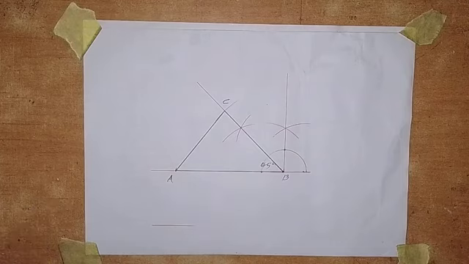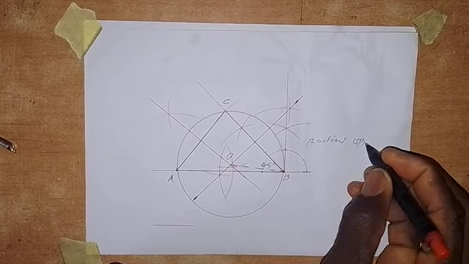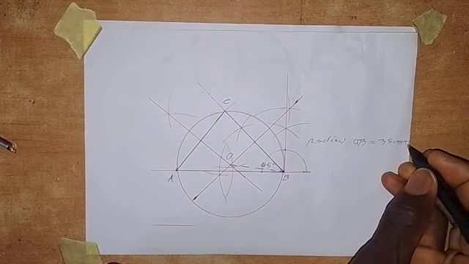So looking at what we have here, this is 35 millimeters long. So the radius is 35 millimeters. This is 1, 2, 3 to this point. So this is 35 millimeters. So I will write radius OB is equal to 35 millimeters. So radius OB is 35 millimeters.